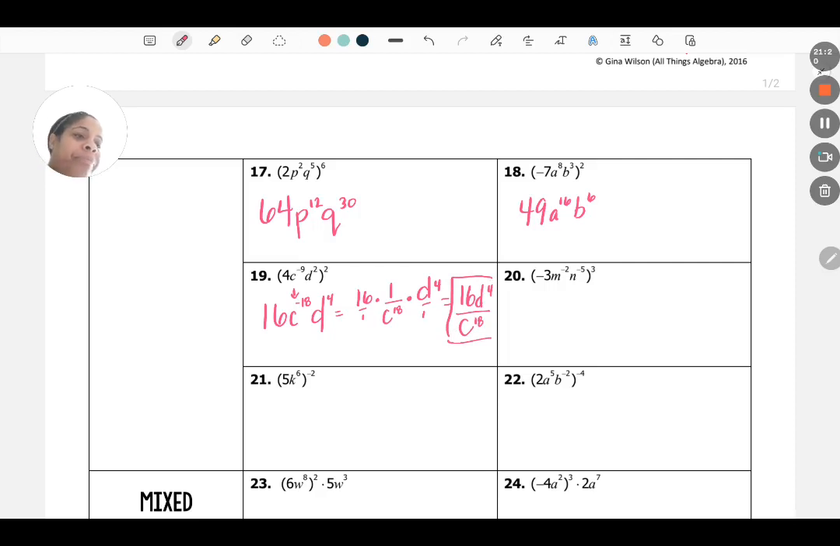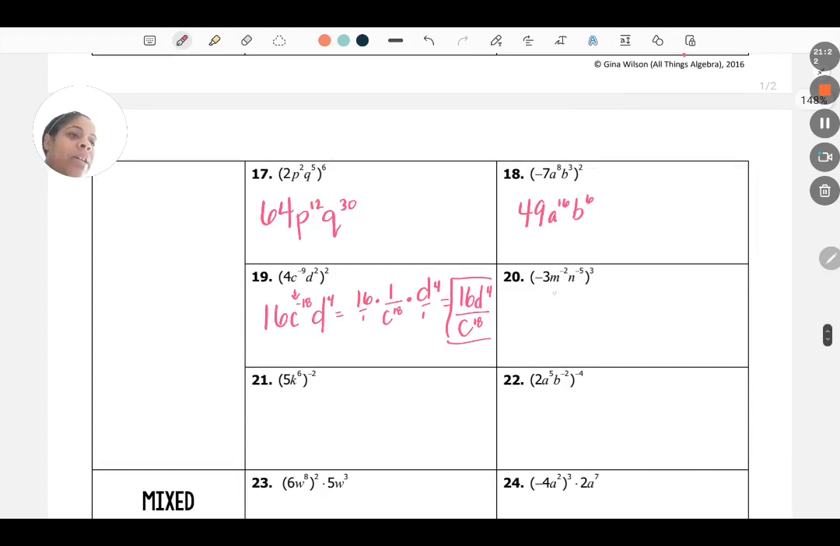All right. Here we go. Here we have negative 3 to the 3rd power. That's 3 times 3 is 9. Negative 3 times negative 3 is positive 9. And then 9 times 3 is 27. Negative 27, because we multiply it by a negative 3.